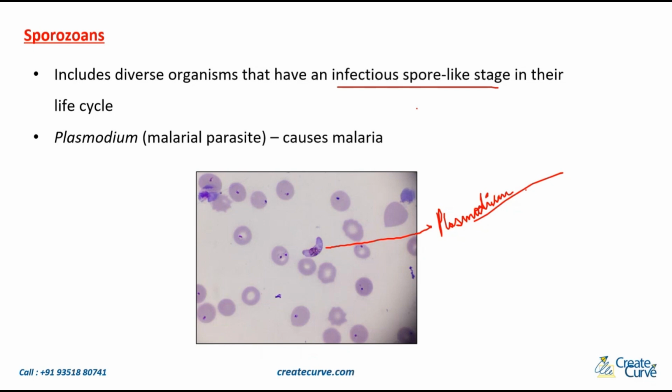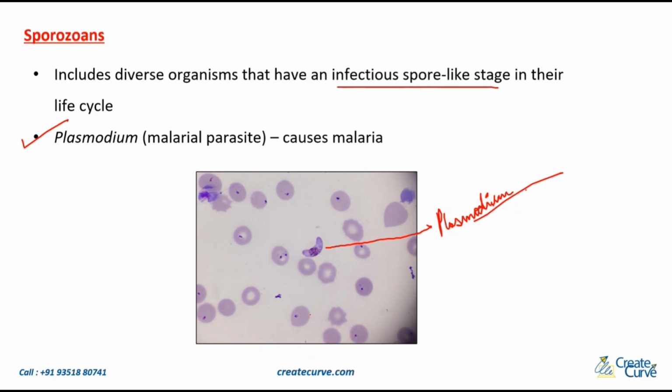Now, sporozoans have a life cycle. Right? It's going to be born and then it's going to grow, mature, going to have different stages in the life cycle till it dies. Now, in one of these stages, it's going to have an infectious spore-like stage. Any organism which has this infectious spore-like stage will come under sporozoans. So one example to remember is Plasmodium here, which causes malaria. So if you are asked the causative agent of malaria, you have to say Plasmodium. But if you are asked the vector or how it spreads, then you have to say it is through the mosquito. But the causative agent is Plasmodium.